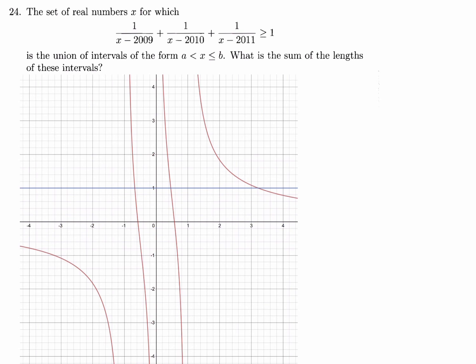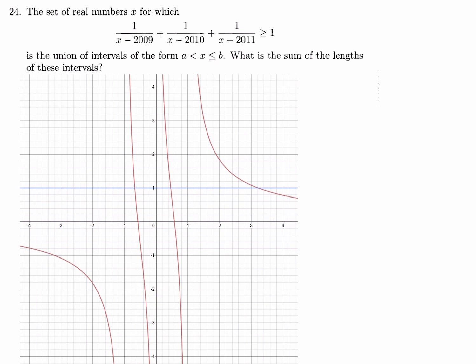And here is that diagram, and I will try my best to carefully explain what is happening. First and foremost, this 1 is represented by this line right there, that blue line. And this 1 over x minus 2009 and this have certain conditions with regard to the denominator. For example, x cannot be 2009, because if it did, it would be undefined. And similarly, it cannot be 2010 and it cannot be 2011.